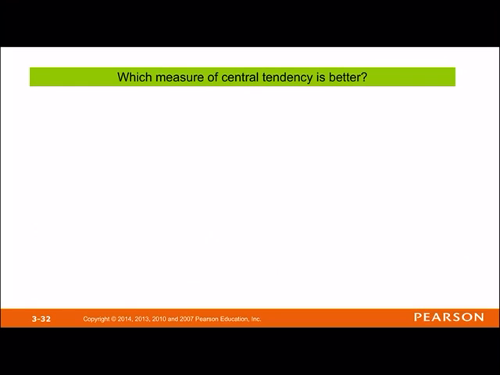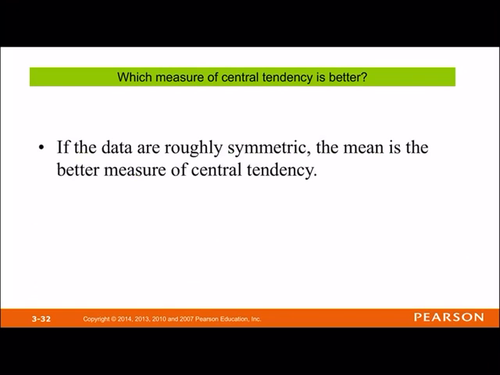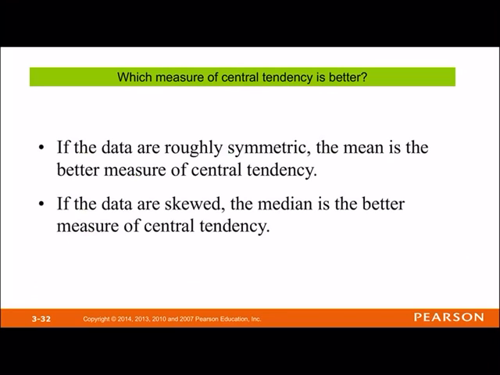Okay, so now we want to determine which measure of central tendency is better. And hopefully you almost even have an idea of what the answer is going to be here based on that definition of what it means for data to be resistant. Okay. So if the data are roughly symmetric, then the mean is the best measure of central tendency. So if you have no outlier, okay, the mean is going to be the best measure of central tendency.